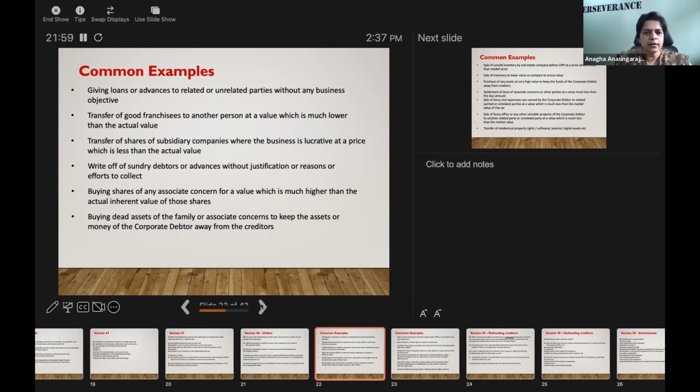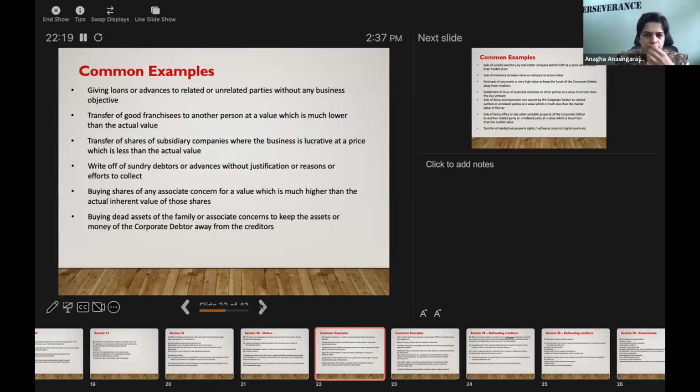Writing off of sundry debtors or advances without justification or reasons or efforts to collect that amount. Then buying of shares of any associate concern for a value which is much higher than the actual inherent value of those shares. Buying dead assets of the family or associate concerns to keep the assets or money of the CD away from the creditors.